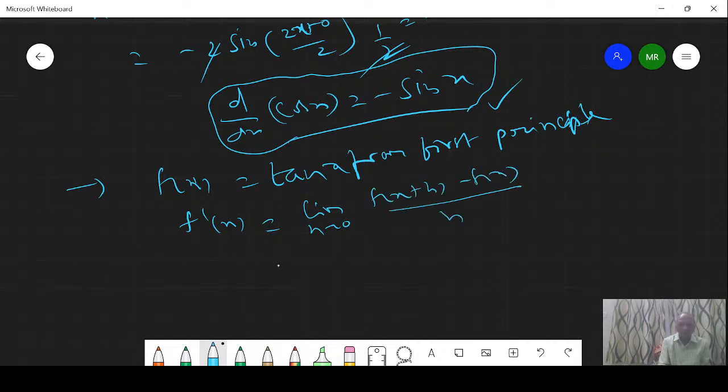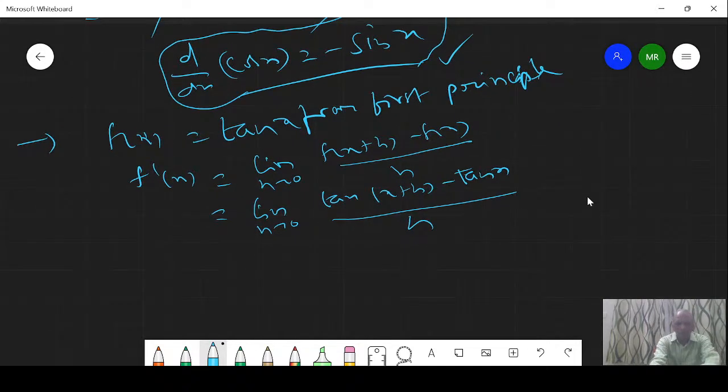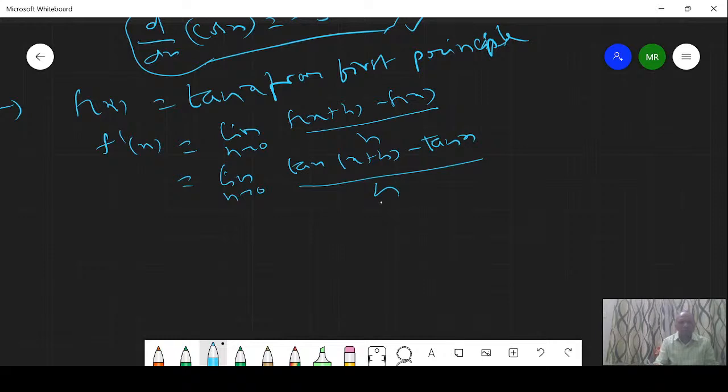Write the formula again: limit h tends to 0, tan of (x plus h) minus tan x by h. Just write that. But we know that tan theta is sin theta by cos theta.